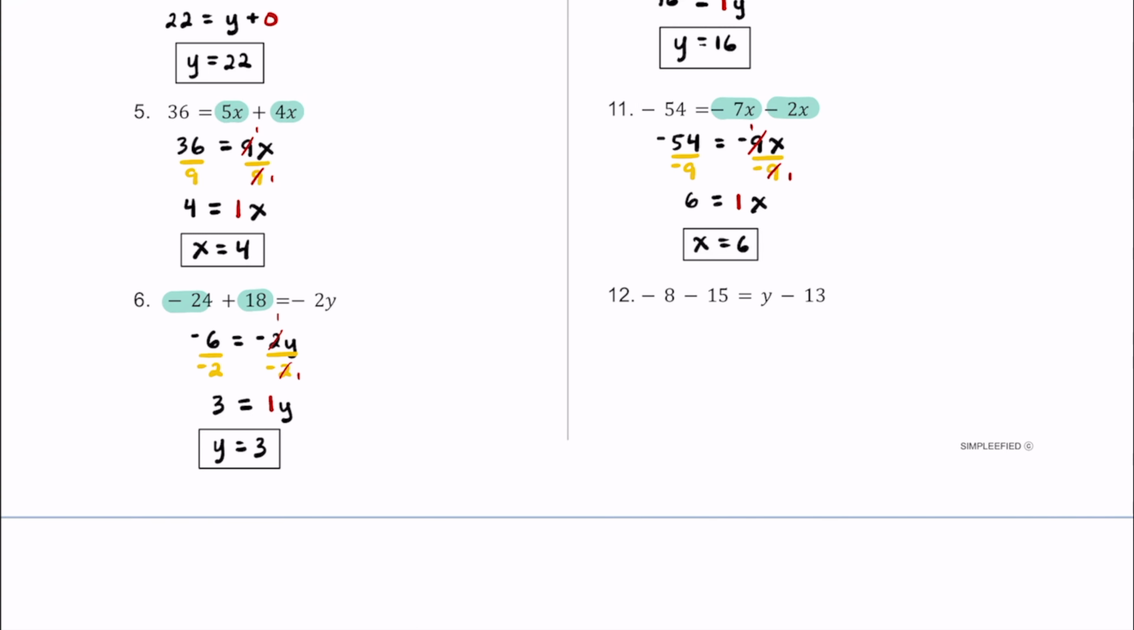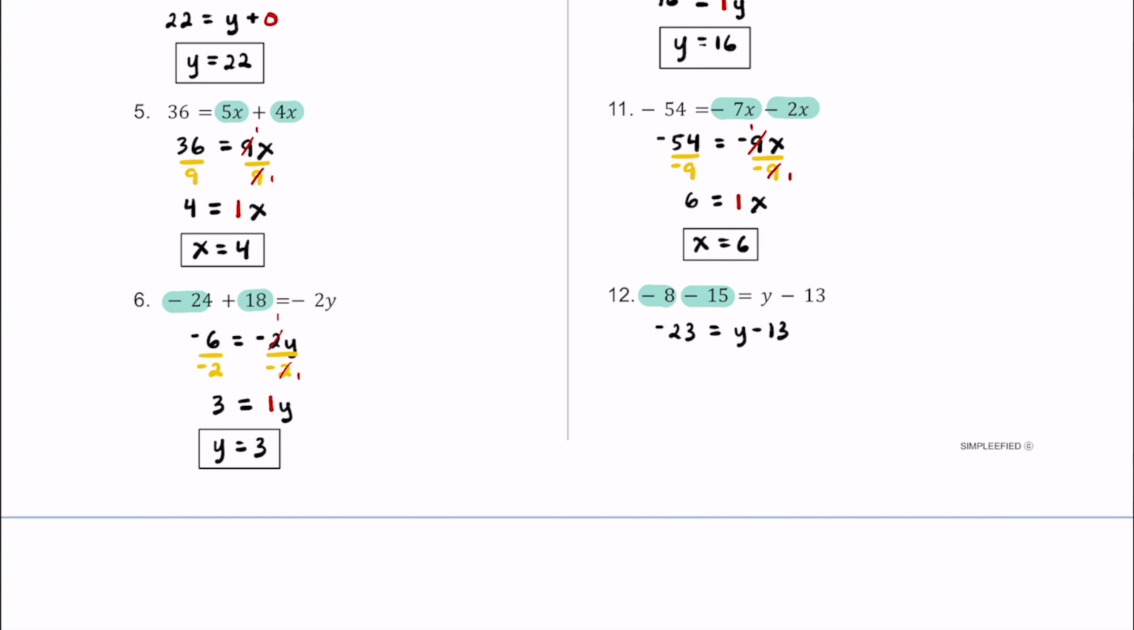Finally, for number 12, we have negative 8 minus 15 is equal to y minus 13. On the left side of the equation here, we have this negative 8 and we're taking away 15. So that's basically the same thing as adding another negative 15. So it's a negative plus a negative. So that's going to be negative 23 on the left side. And that's equal to y minus 13 on the right side. So now after combining like terms, we have a one-step equation.